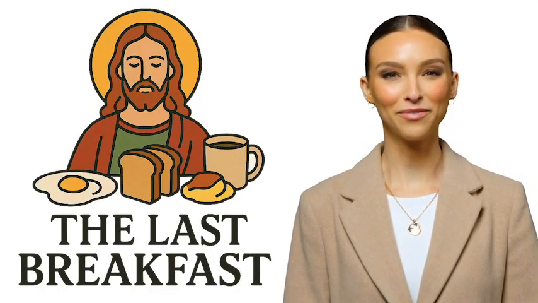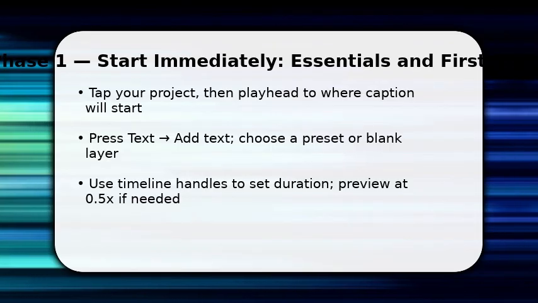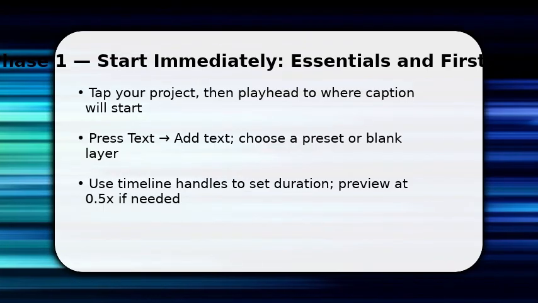You start by opening your CapCut project and positioning the playhead exactly where the caption should appear. Tap Text and choose Add Text. Pick a preset or blank layer depending on consistency needs. Once added, drag the text clip edges to set duration and preview playback so you confirm timing.